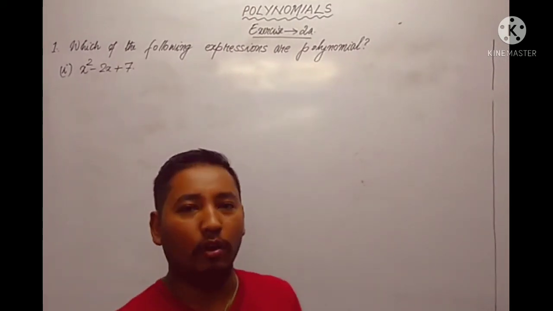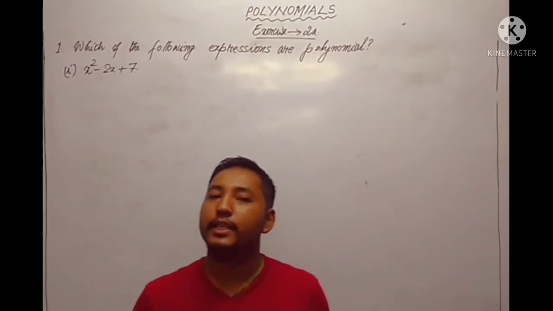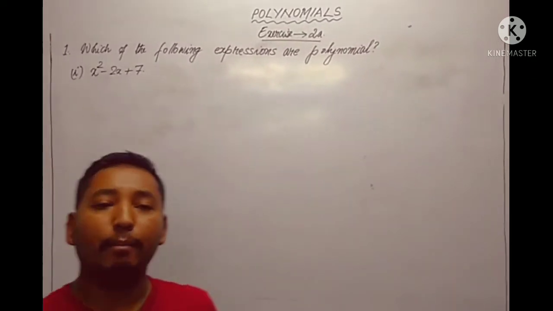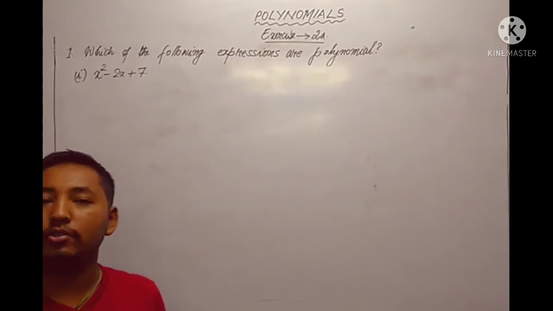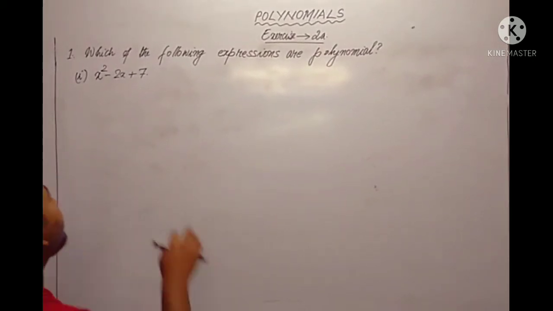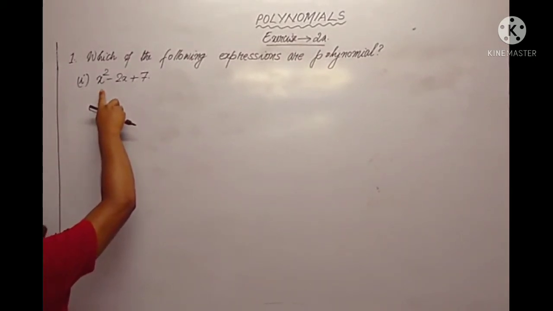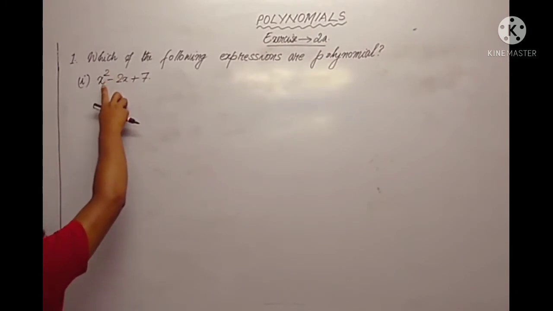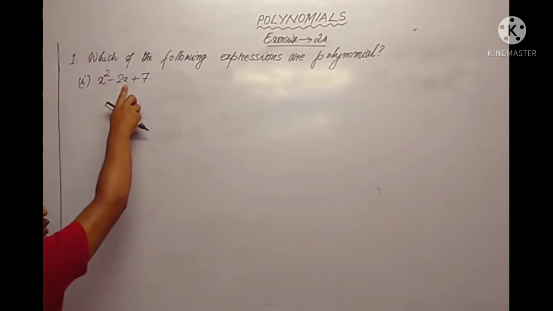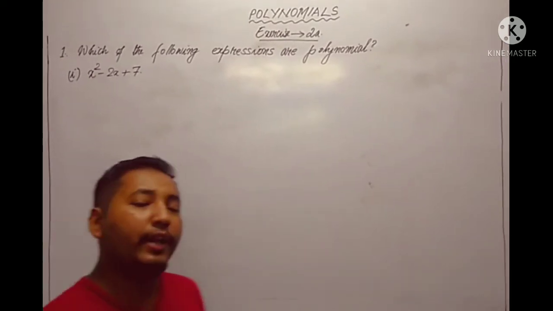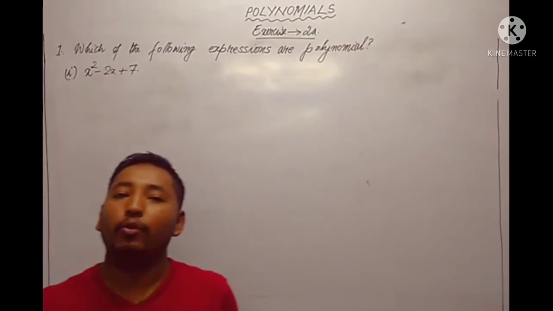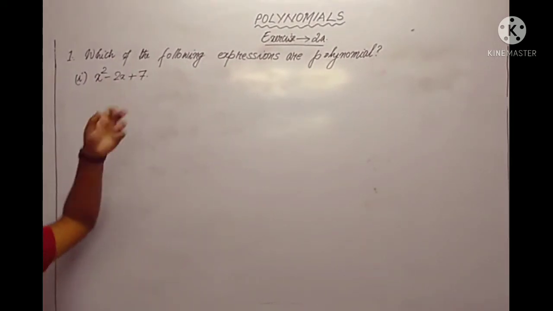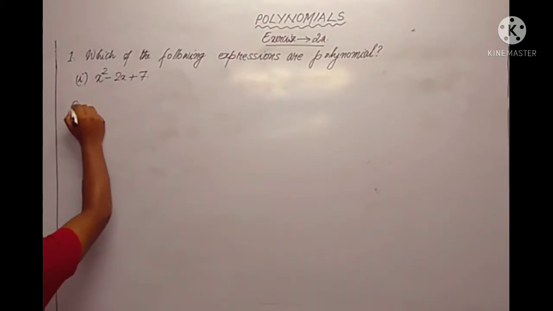Now again, if you recall the definition of a polynomial, it says a polynomial is an algebraic expression where the powers of the variables are positive integers. If you look at the power of x, both are positive. Here the power is 2, here the power is 1. Both are positive. So therefore it is a polynomial. Why? Because the powers of the variables are positive. So how do you write? Write down like this.